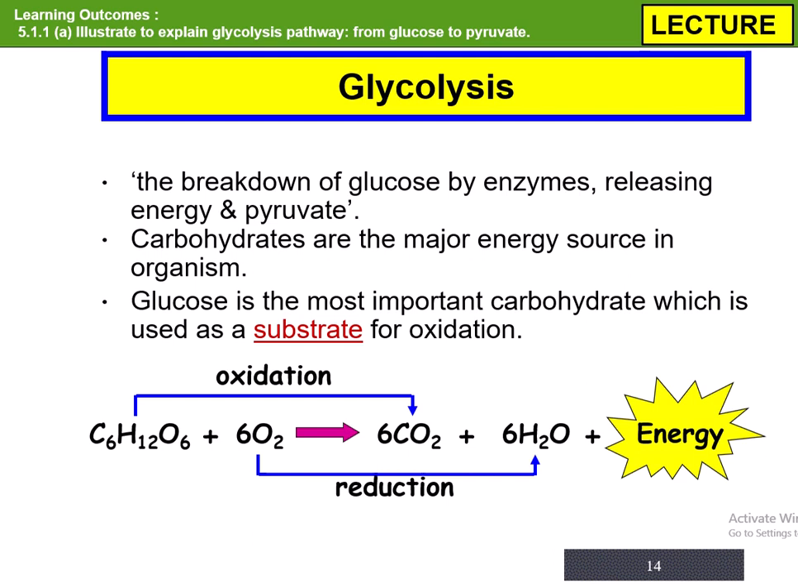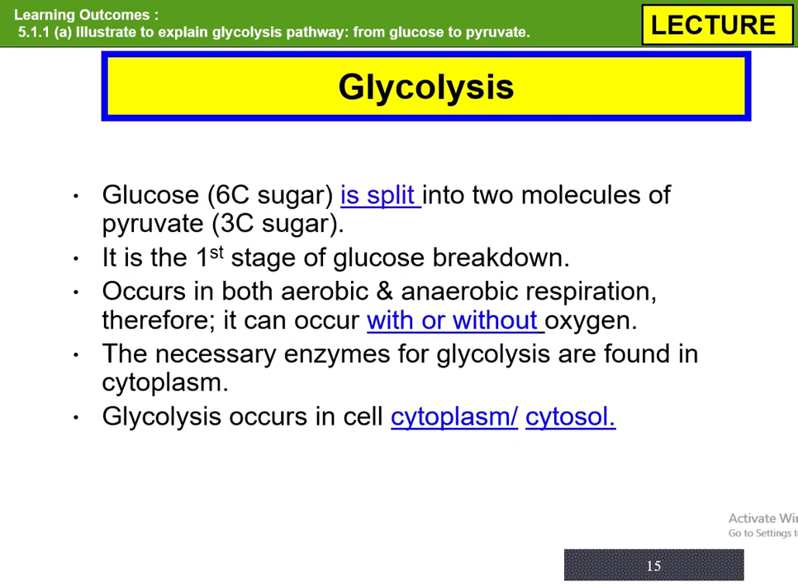Glycolysis. Glycolysis is the breakdown of glucose by enzymes, releasing energy and pyruvate. Carbohydrates are the major energy source in organisms. Glucose is the most important carbohydrate, which is used as a substrate for oxidation. Glucose, which is a 6-carbon sugar, is split into two molecules of pyruvate, which is a 3-carbon sugar.